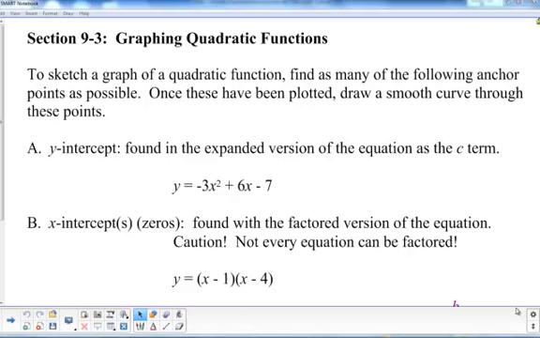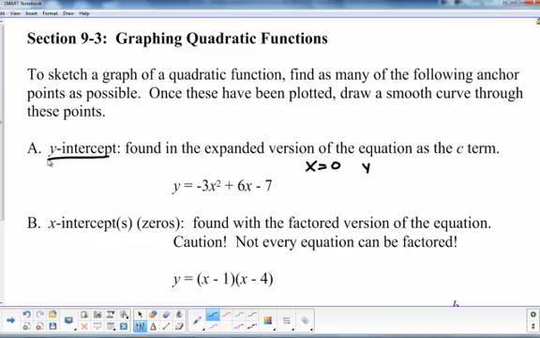All right, we're going to do section 9.3, and we're going to sketch graphs of quadratic functions with a few important points. The first point to find is the y-intercept. Basically, if you make x equal to 0, you can solve for y. So negative 3 times 0 squared plus 6 times 0 minus 7 is negative 7. So our first fun point to plot is (0, negative 7).